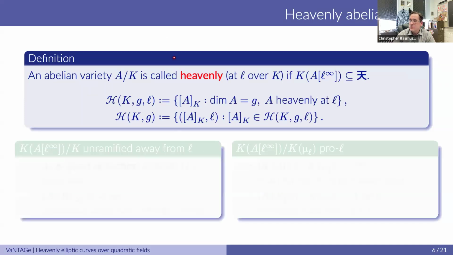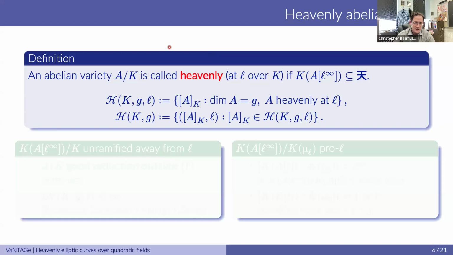Okay. And this motivates the definition for calling something a heavenly abelian variety. It's precisely this containment condition. If the L power torsion of the abelian variety generates a subextension of this field Ten, remember the maximal pro-L extension of the cyclotomic L tower unramified outside of L, then we'll call that abelian variety heavenly, technically heavenly at L over the field K.